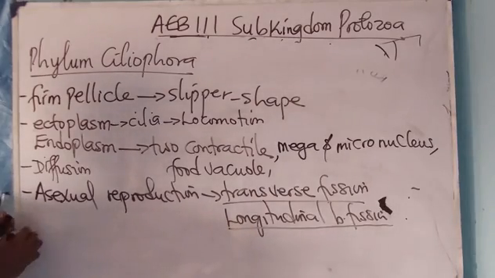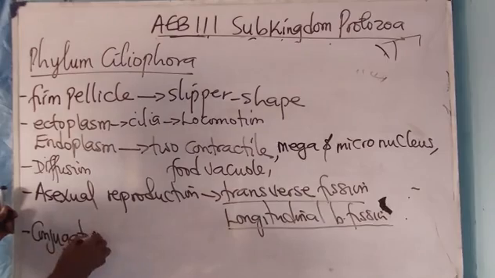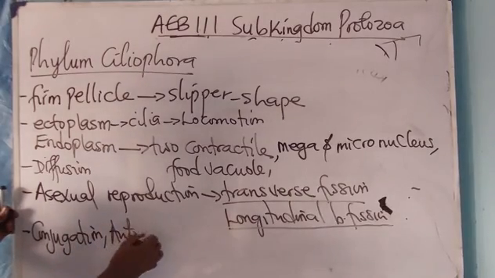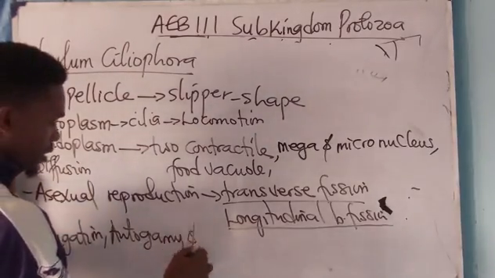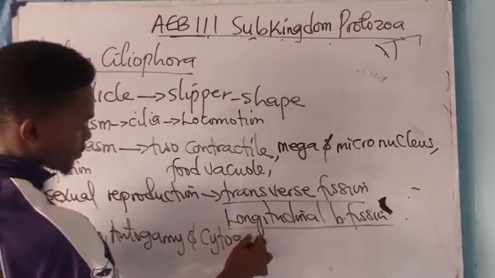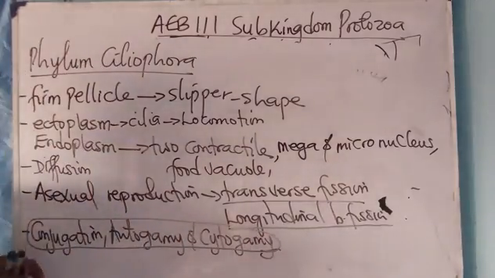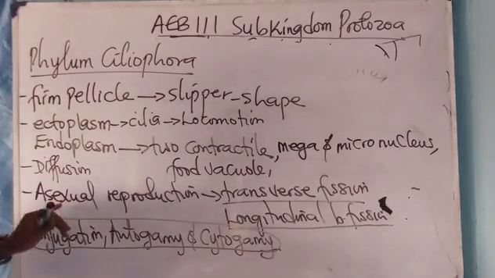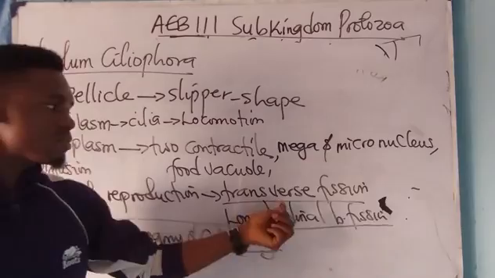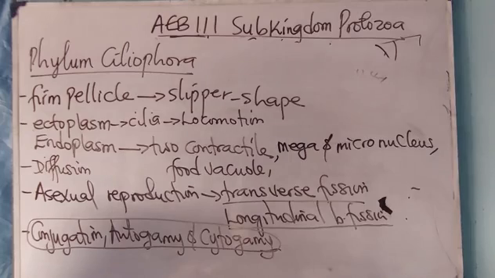Euglena does not undergo sexual reproduction. Sexual reproduction in Paramecium is through conjugation, orthogamy, and cytogamy. Asexual reproduction is through transverse fission. Take note of that. It is very, very important. Is there any other one?